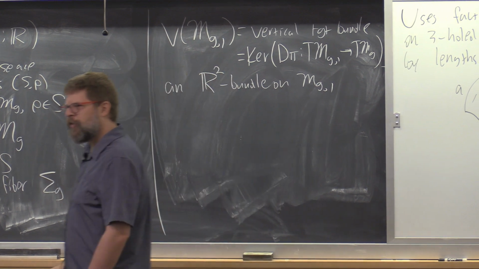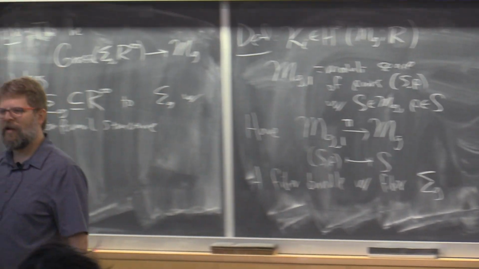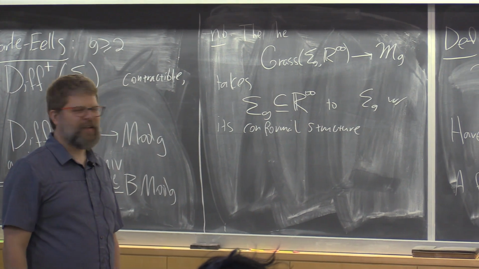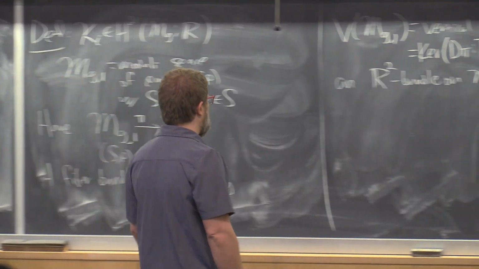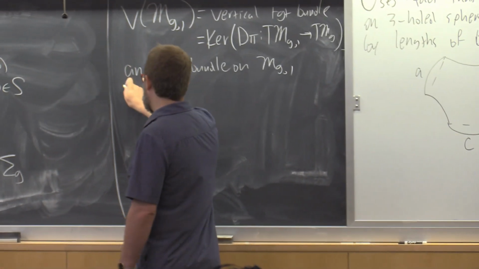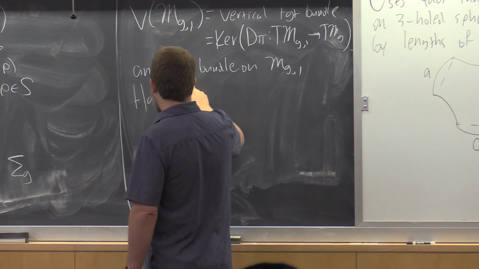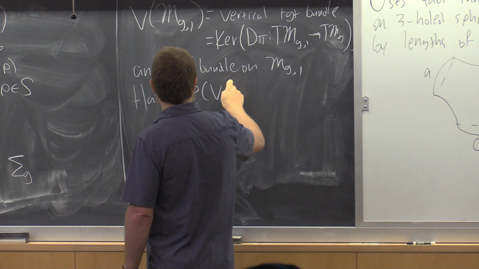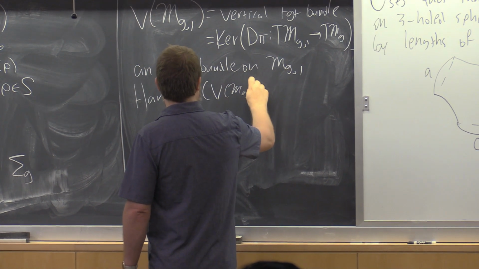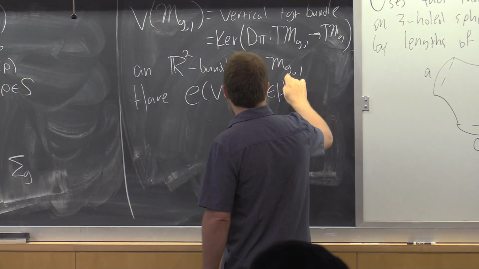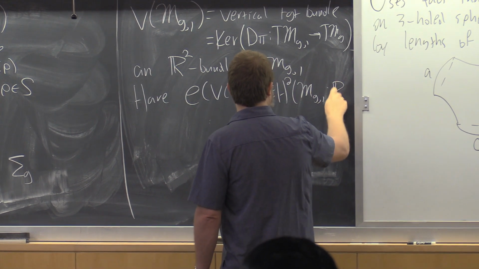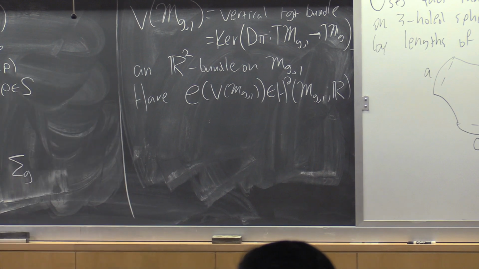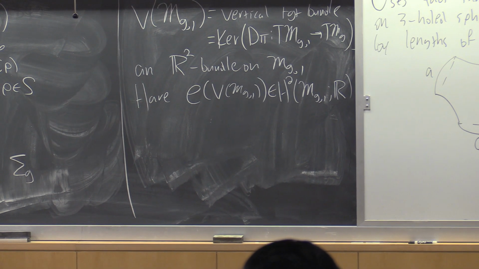G1, right? We can take characteristic classes of it. Well, there are not that many characteristic classes of oriented R^2 bundles. There's the Euler class. The Euler class of V over G1 lies inside H^2. You can actually make this work integrally as well.